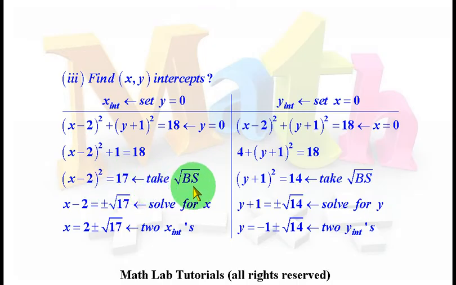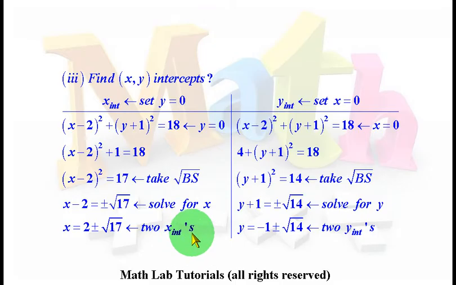We take the square root of both sides, and don't forget the plus or minus when you're taking the square root now, because we're not doing distance here. The square root of the left-hand side, because it's a perfect square, is just the inside of the brackets. We get x minus 2. And on the right-hand side, we have plus or minus the square root of 17. We bring the negative 2 over to the right-hand side, and we get x equals 2 plus or minus root 17. And we conclude that we have 2 x-intercepts.